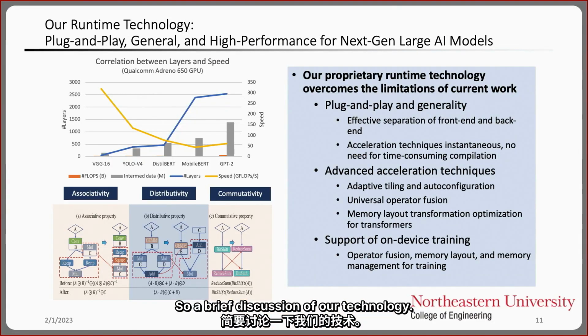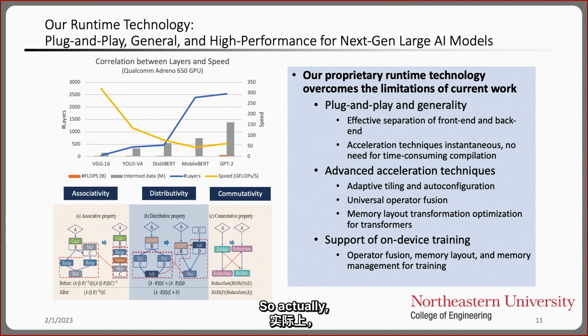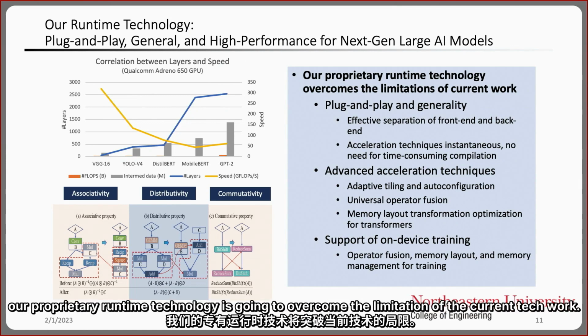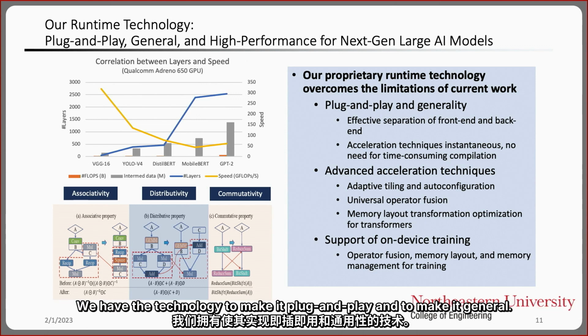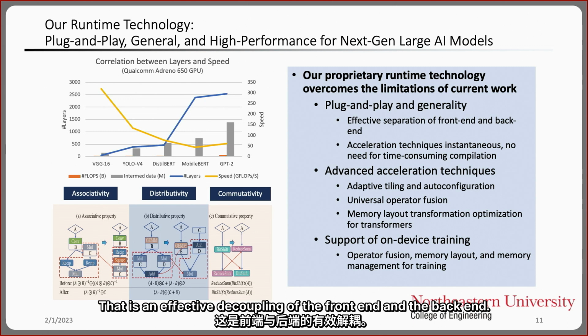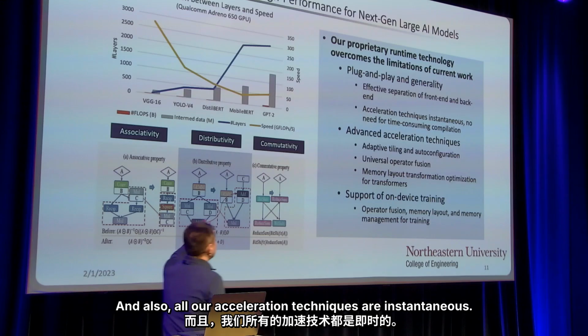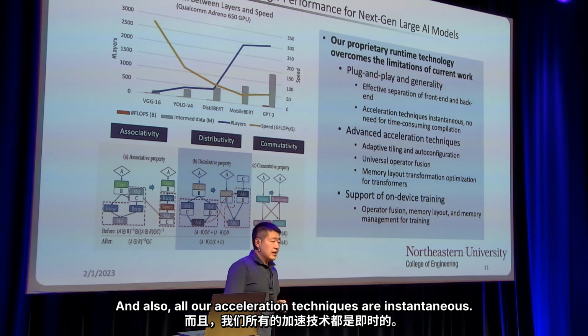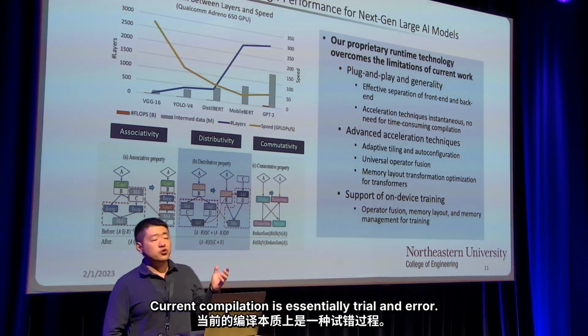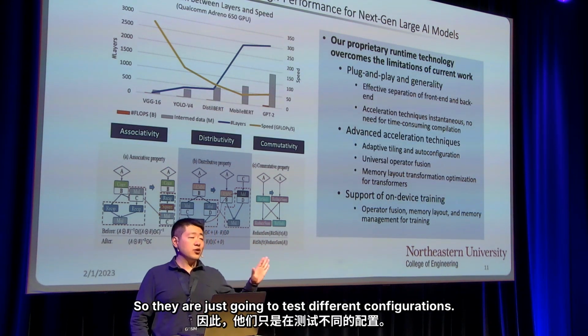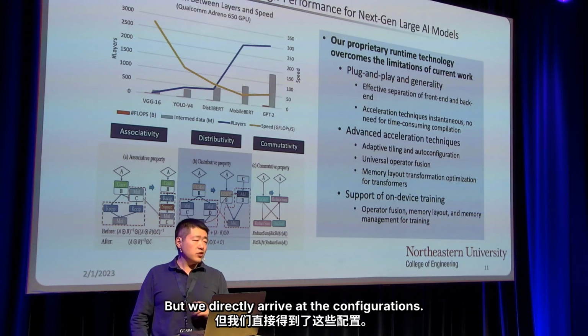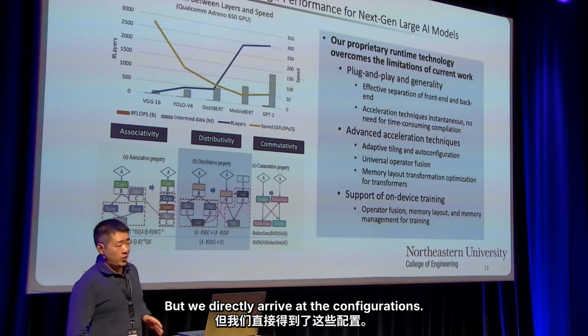So, a brief discussion of our technology. Our proprietary runtime technology is going to overcome the limitations of the current tech work. We have the technology to make it plug and play and to make it general. That is an effective decoupling of the front end and the back end. Currently, it is not done well. Also, all our acceleration techniques are instantaneous. Current compilation is essentially trial and error. They just test different configurations. But we directly arrive at the configurations.